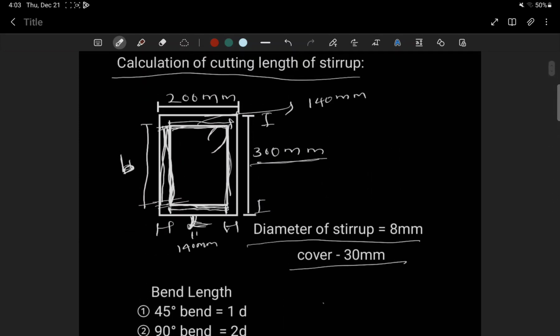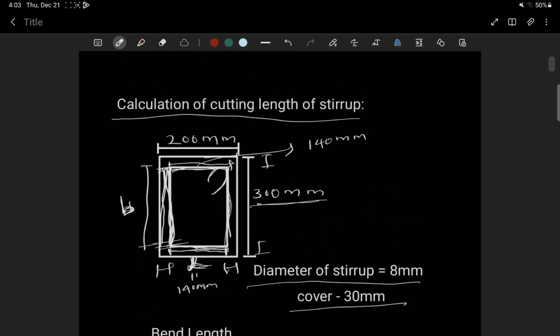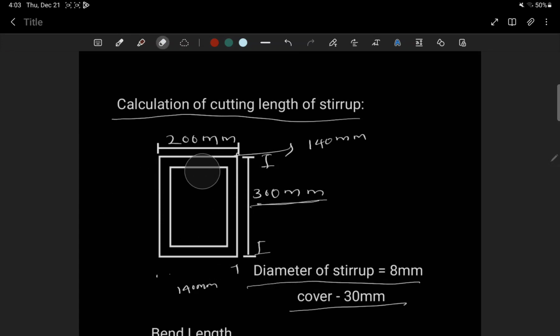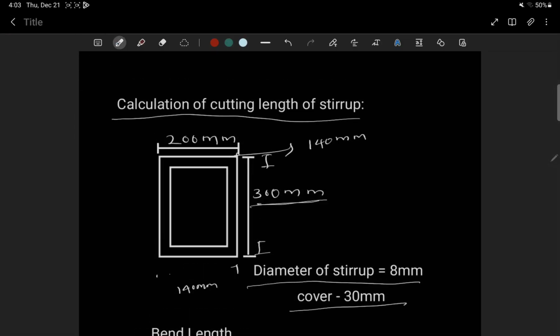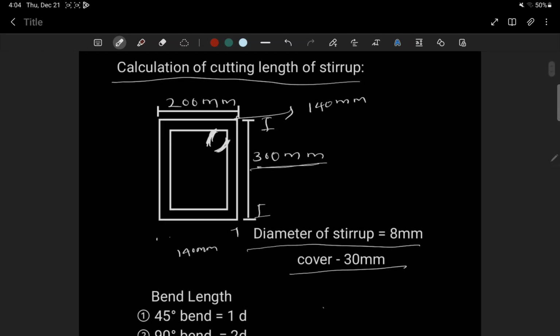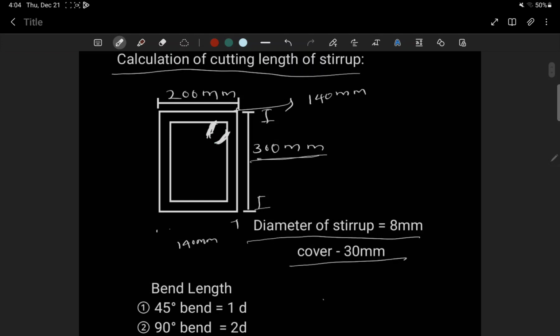For this we need to add this total length and this hook's length and this hook's length. This 135 degrees hook length. How many hooks are there? 2 hooks are there. For each hook of 135 degrees bend, the length is equal to 10 times diameter.